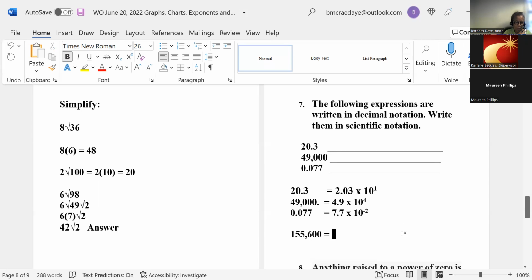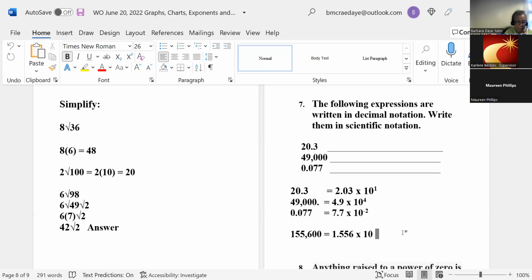So put the number between what numbers, less than 10. So what would be the number in front of the times 10? In between the two 5s. No, between the two 5s would be 15.5. Remember, it's got to be less than 10. So in between the 1 and the 5. That's right. That's it. Very good. 1.555 6 times 10.